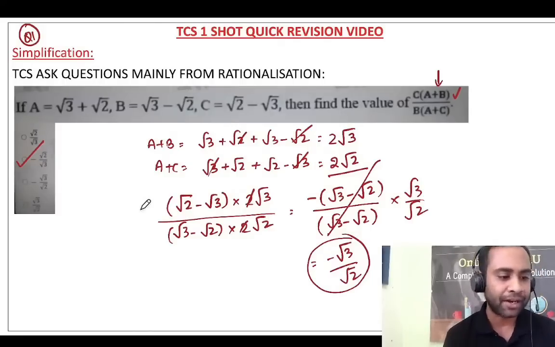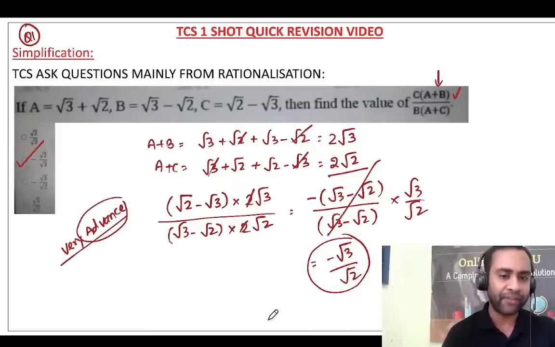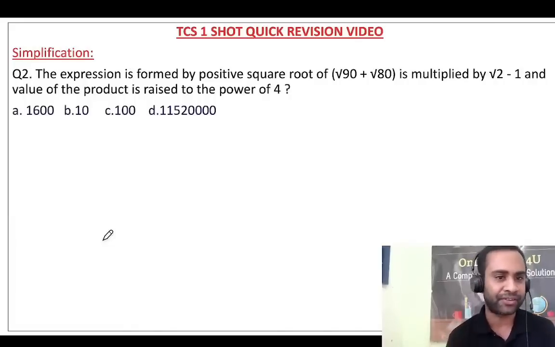So these are the kind of questions you will be expecting in your TCS examination. See, I'm not going to do very difficult, advanced level problems, right? Because here it's a quick revision. In quick revision, if I take very advanced level problems, then we will not be able to finish it off, right?